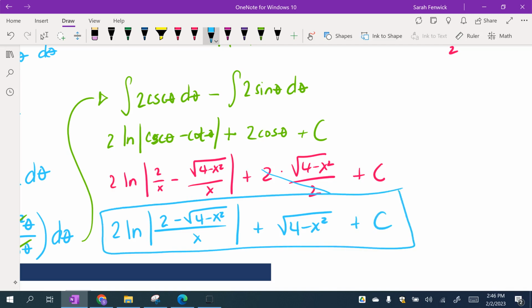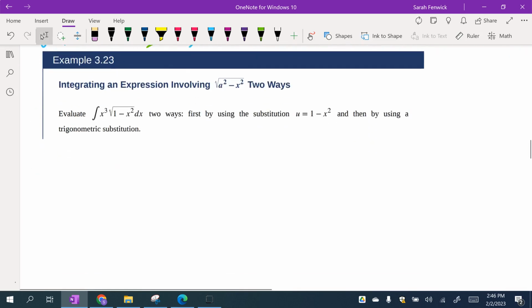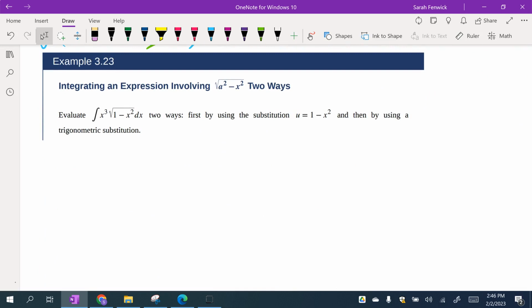All right, let's do one more of these. Looking at the square root of a squared minus x squared again, using the square root of 1 minus x squared. Now we have that extra x to the third sitting there as well. We're going to deal with that as it comes. But for right now, we're going to say that since my a is 1, x is going to equal 1 sine theta, which means that sine theta equals x over 1. We know that dx is going to be cosine theta d theta.